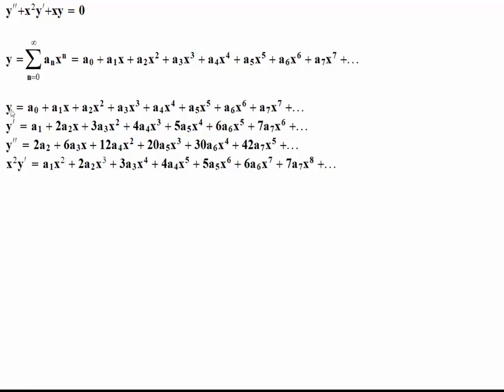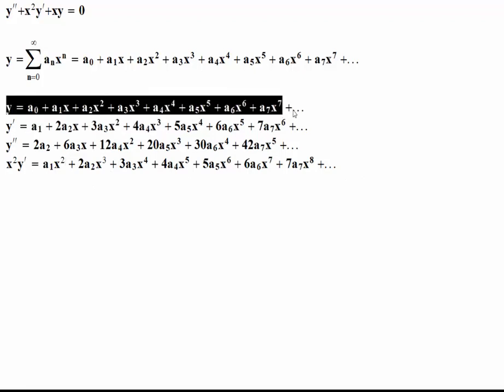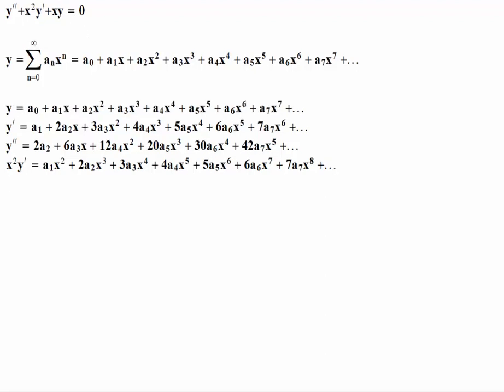And now our next step would be to multiply this equation by x, as it appears in the differential equation here. So when we do that, we get x times y equals just this equation multiplied by x. It's just simple distribution of x on this convergent series. And now we are simply going to do some algebra 1.